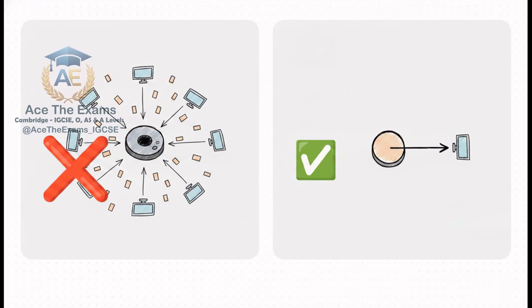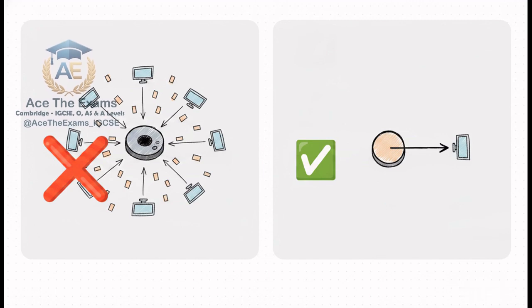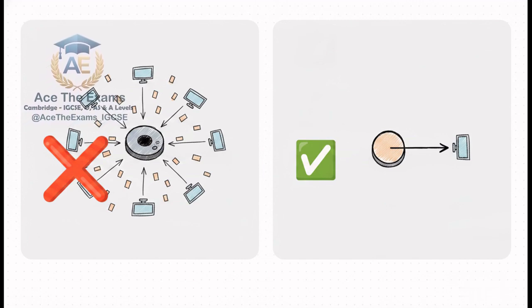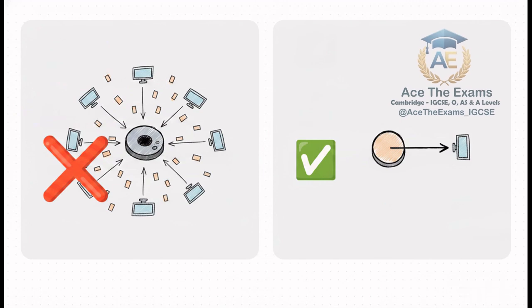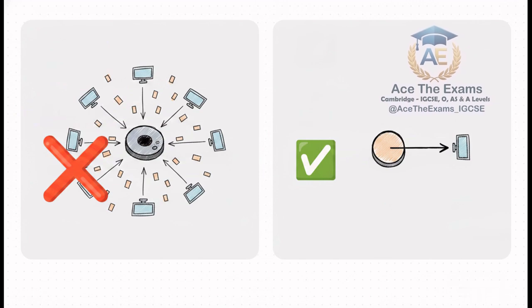Notice the weak answer on the left. "A hub connects computers." I mean, sure, it sounds true, right? But to an examiner, it's vague, it's generic, and it scores exactly 0 marks, because it doesn't prove you actually understand the underlying computer science.